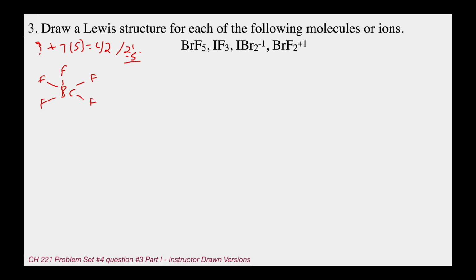I now have used up 5 of my pairs. I have 16 pairs left. And now I'm going to put lone pairs on the outside atoms first. And if I have any left over, I'll put them on the inside. So fluorine is in the second period. It can only handle an octet. So giving it 3 lone pairs plus a bonding pair makes it totally happy.